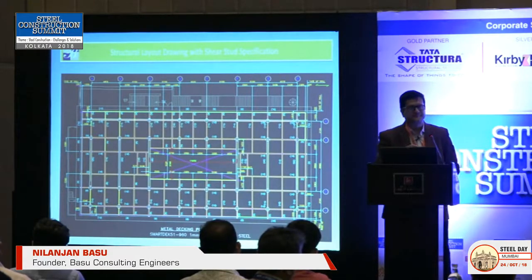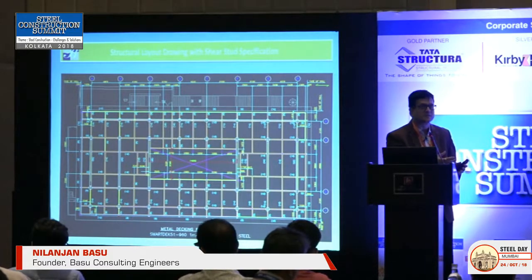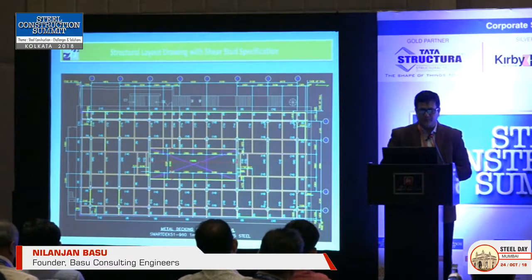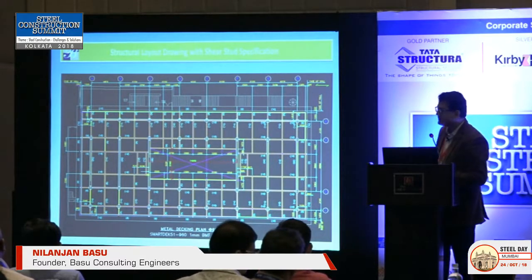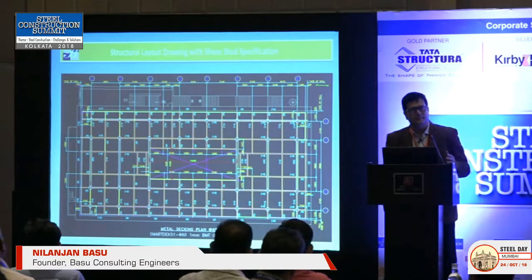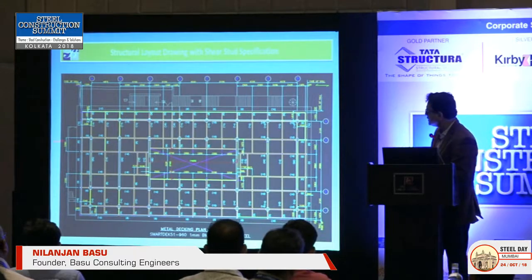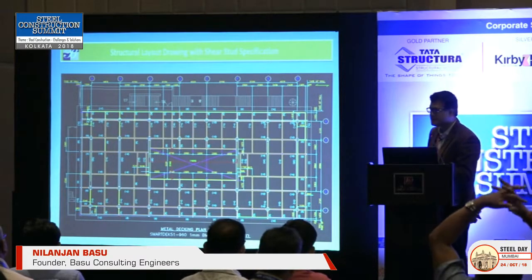So after the design part of that, what are the things we give to the site beyond the construction or detailed drawings while doing a composite building? This is a typical layout of a building which we did, a steel commercial building, and we gave it to the deck supplier. Because he saw the shear studs, these are the number of shear studs per beam. That's how we designed it.